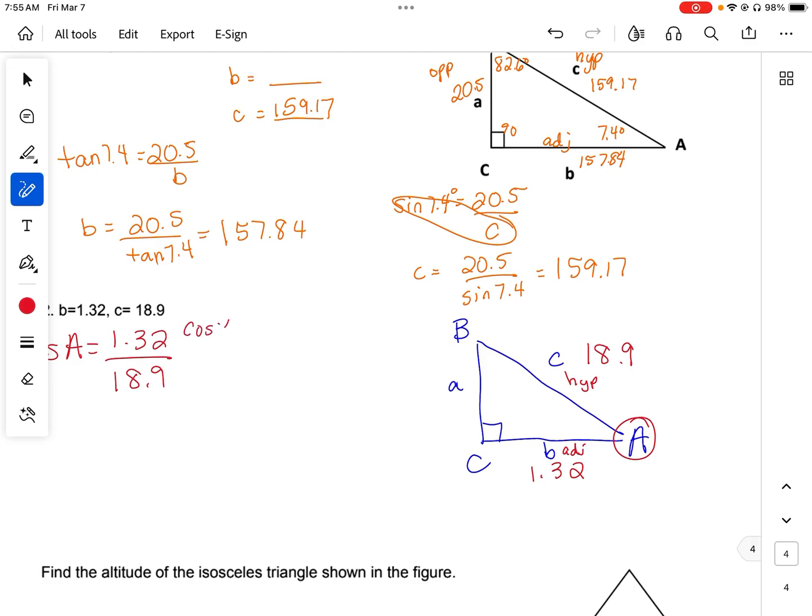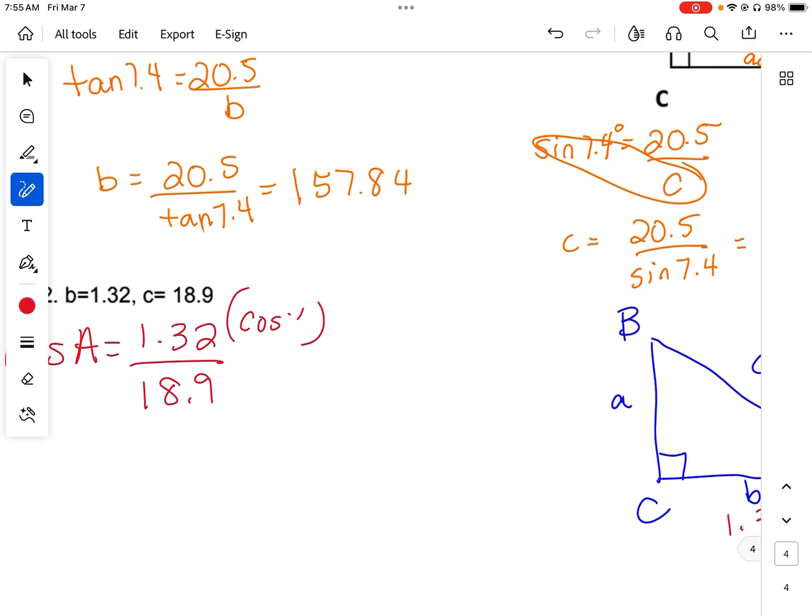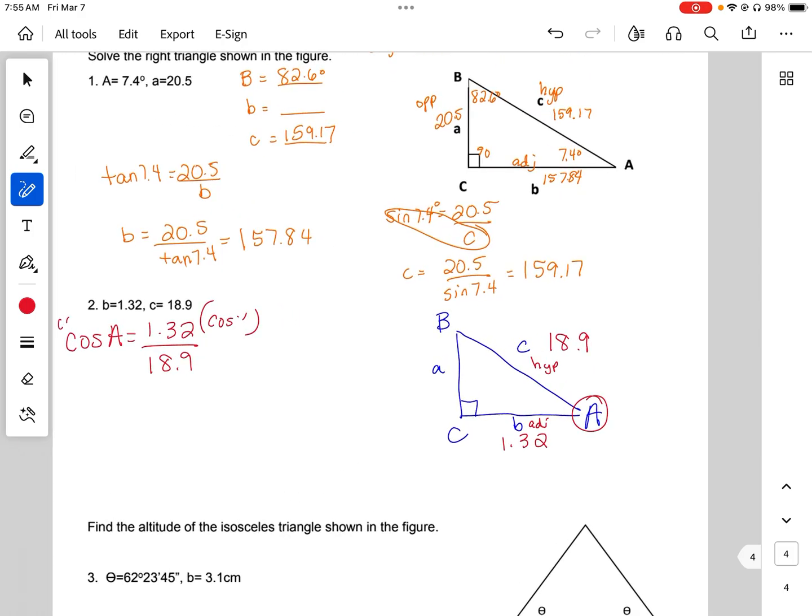So I'm going to do inverse on both sides. And so then it looks like this. So this is where that arc sine or inverse sine comes into action.